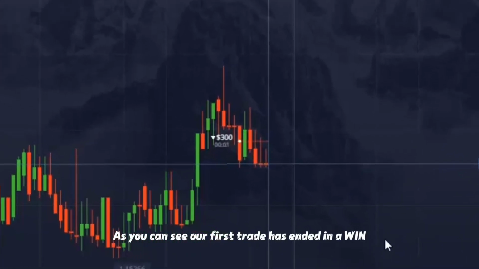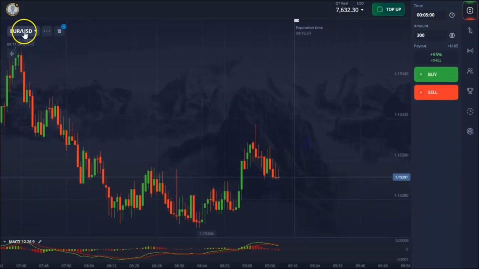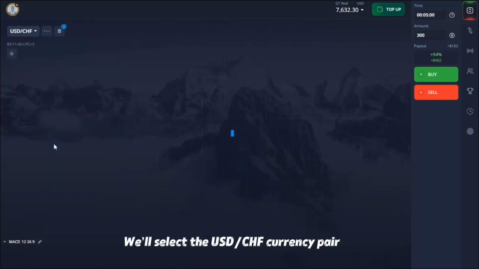As you can see, our first trade has ended in a win. Now let's move to our second trade. We'll select the USD-CHF currency pair.